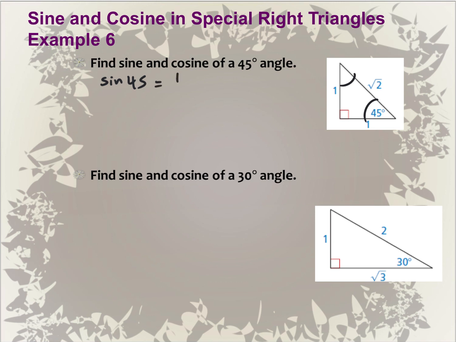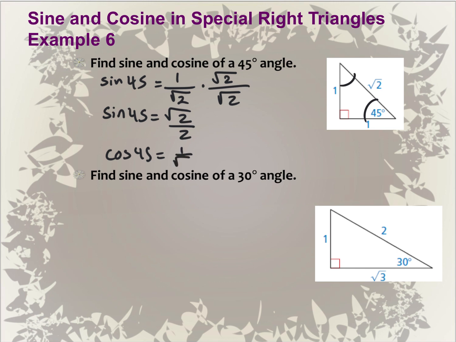Now the opposite is 1, the hypotenuse is √2. Now remember in math, we don't like to have the square root at the bottom. So I'm going to fix the radical by multiplying times √2 on the top and the bottom. So that would give me that sine of 45 is √2 over 2. Now if I do the cosine of 45, it is adjacent over hypotenuse, so 1 over √2, multiplied by √2 on both. And that will leave me again with √2 over 2.